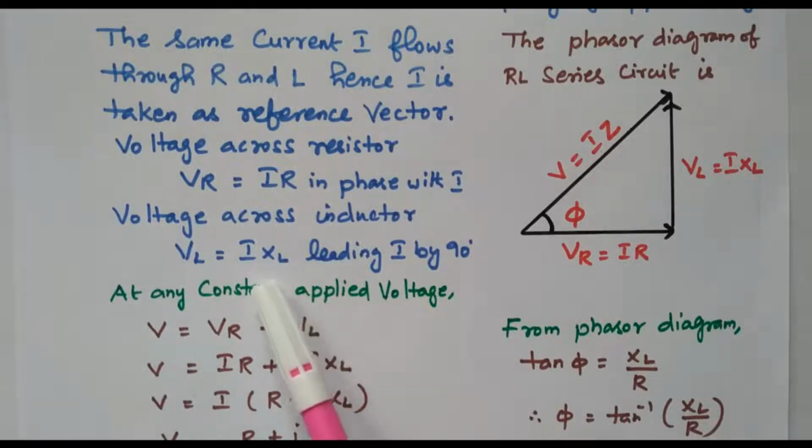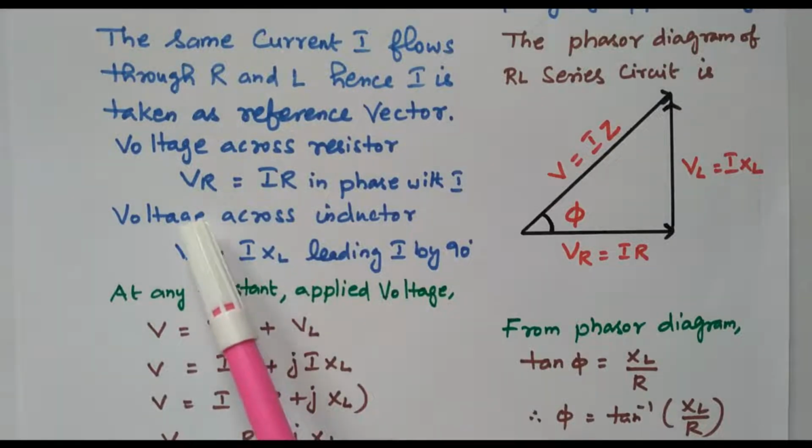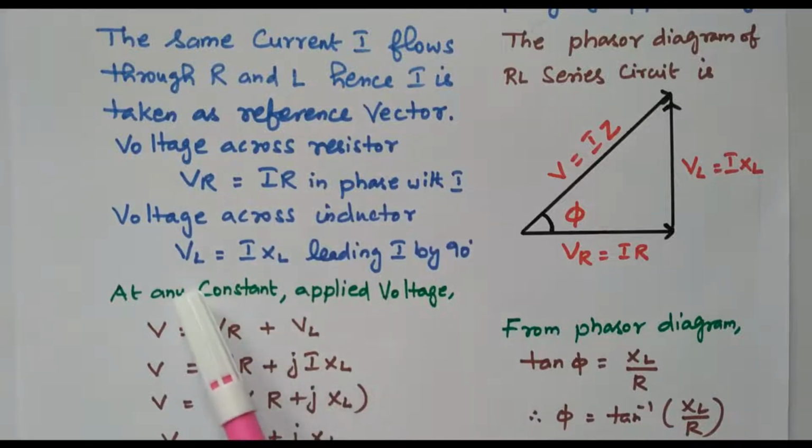For an inductor, the current is lagging. It means the voltage is leading the current by 90 degrees. In a resistor, voltage and current are always in phase. But in the case of an inductor, the current is lagging. In other words, the voltage is leading the current by 90 degrees.